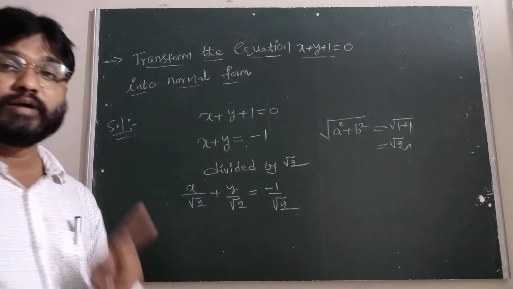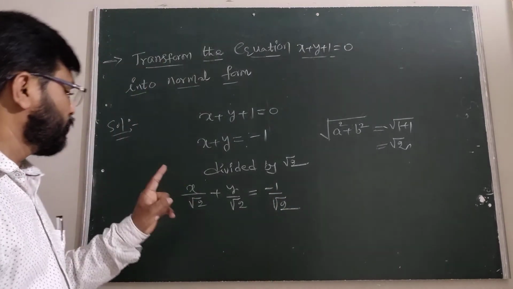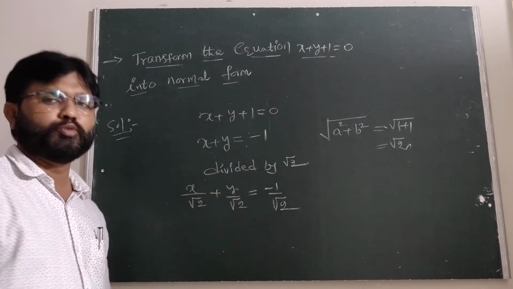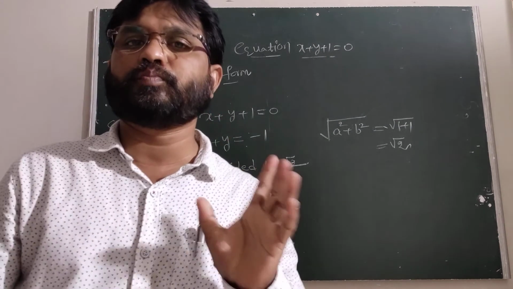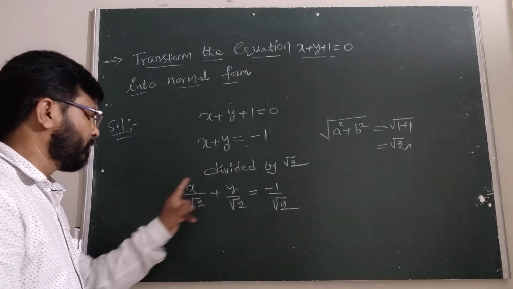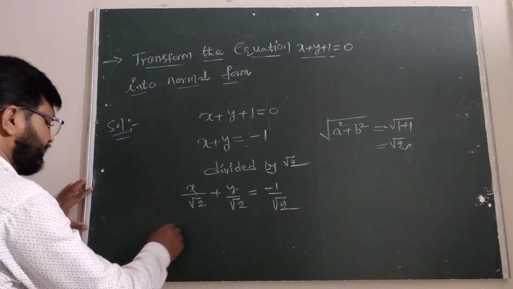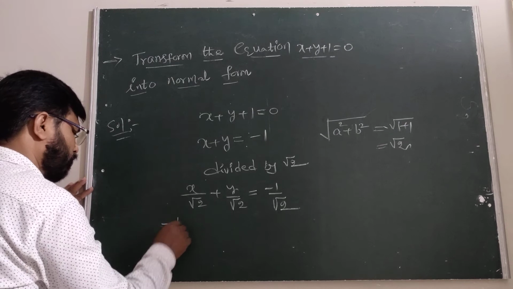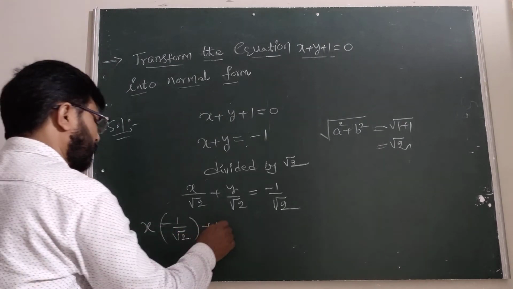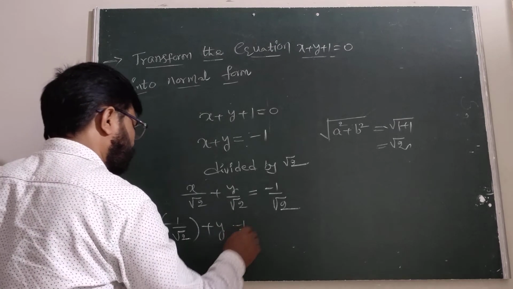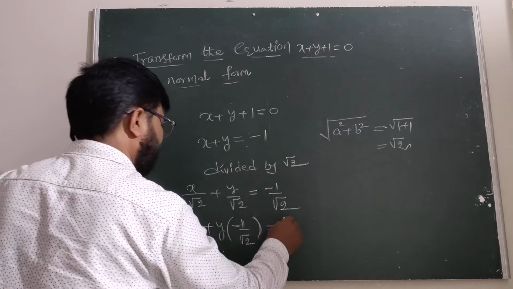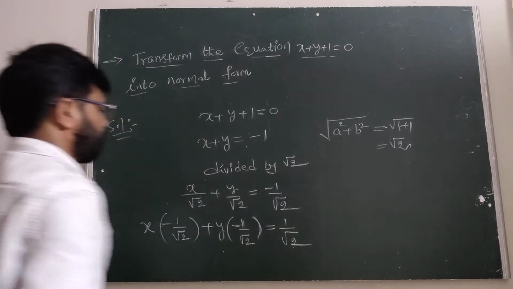Is it clear? But we have to know that when we compare with x cos alpha plus y sin alpha equal to p, the p is always positive. That's why we have to multiply by minus on both sides. Then it is minus 1 by root 2 into x plus minus 1 by root 2 into y, equal to minus of minus, plus 1 by root 2.